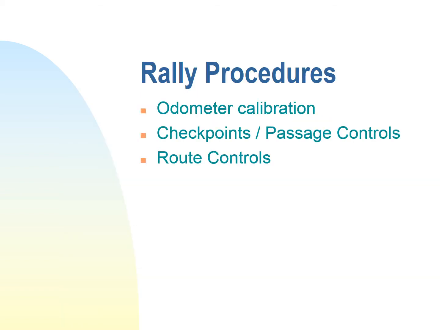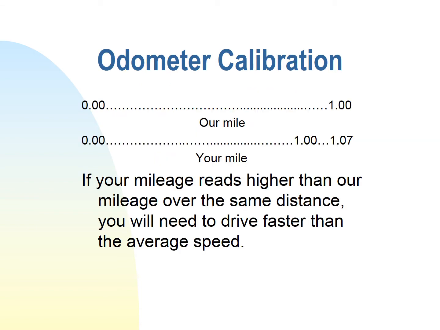So let's talk about the procedures used in a rally. We have the odometer calibration, we have checkpoints and passage controls, and we have route controls. During the odometer calibration, which happens at the start of the event, it gives you an opportunity to compare the length of our mile as we measured it to the length of your mile as you measured it.